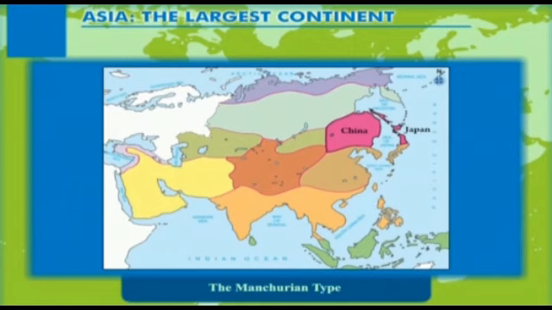Now the third type is your Manchurian type of climate. This type of climate is experienced by the region covering the plain of Manchuria, which lies in the northeastern part of China, and the Hokkaido island of Japan. So the features: it experiences short and warm summers, long and cold winters, and they receive rainfall in summer and snowfall in winters.